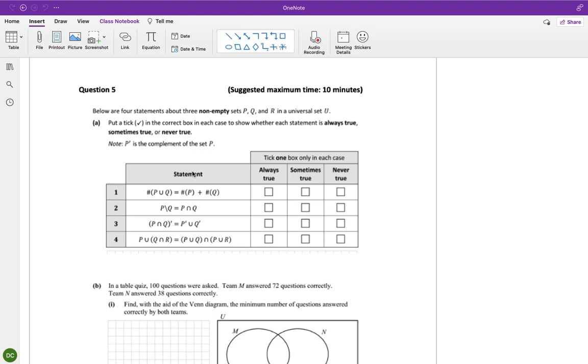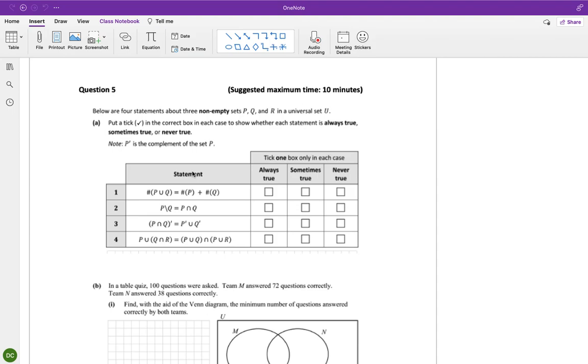It says, below are 4 statements about 3 non-empty sets. So it says they're not null sets. The sets are P, Q, and R, and they're in a universal set U. Put a tick in the correct box in each case to show whether each statement is always true, sometimes true, or never true. And note that P dash is the complement of the set P.